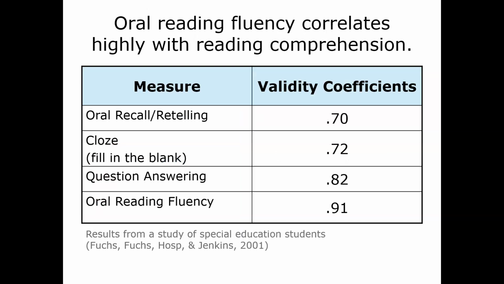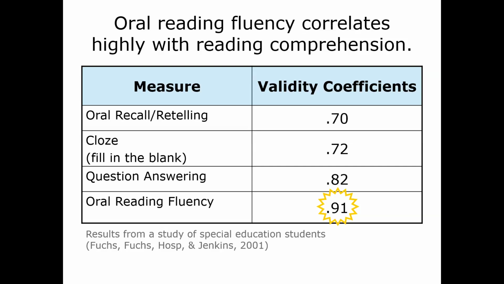Speaking of the research, we know that oral reading fluency, reading out loud and practicing, correlates highly with reading comprehension. All of these measures that are on the screen right now are valuable. They're good activities to do, and they have fairly high correlations. But the highest one is for oral reading fluency. Most teachers I know don't have a lot of time. So I often say, let's get the most bang for our buck and let's work on oral reading fluency to not only improve how well students can read automatically, but also to improve that comprehension.